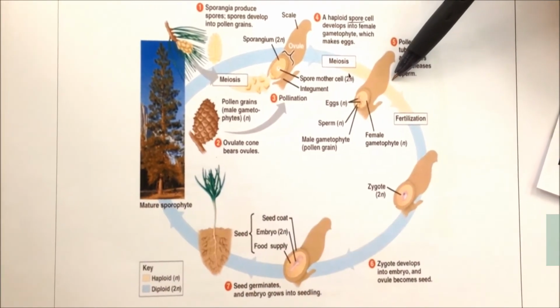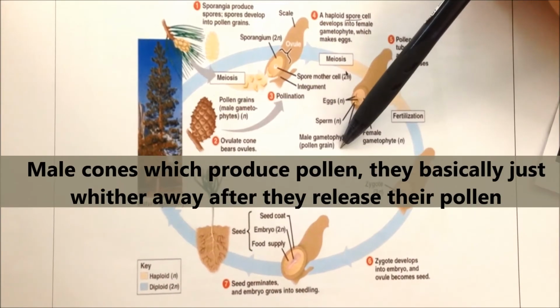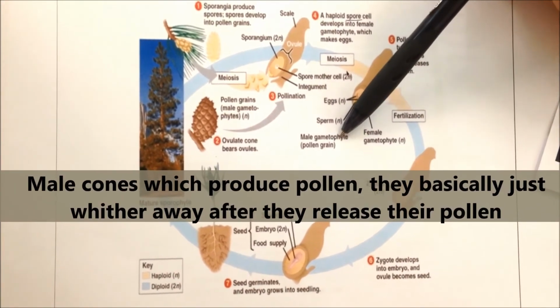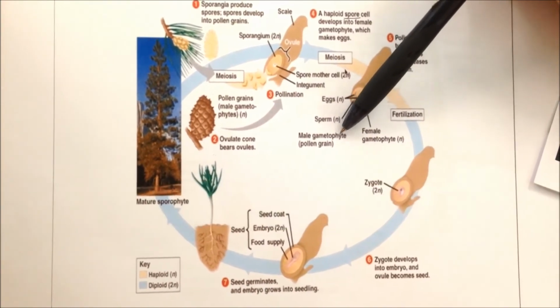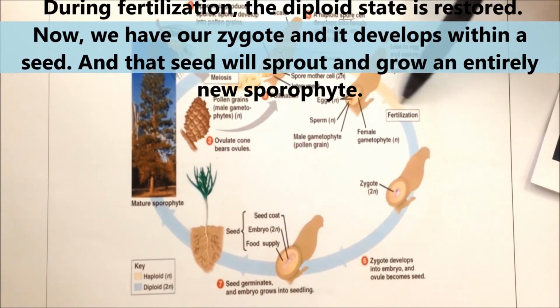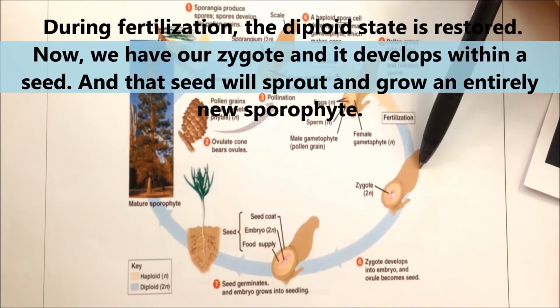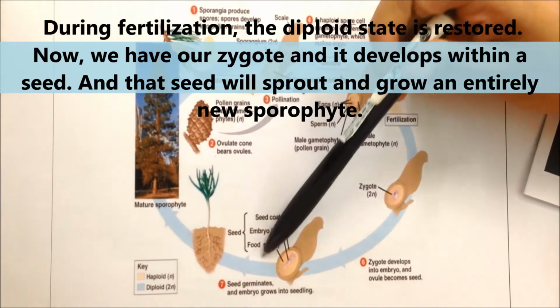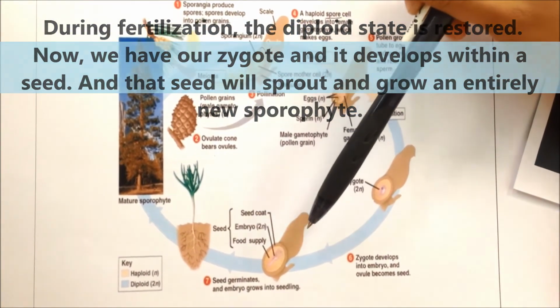At fertilization, there are male and female cones. Male cones, which produce pollen, basically just wither away after they release their pollen, and we don't really see them. During fertilization, the diploid state is restored. Now we have our zygote, and it develops within a seed. That seed will sprout and grow an entirely new sporophyte.